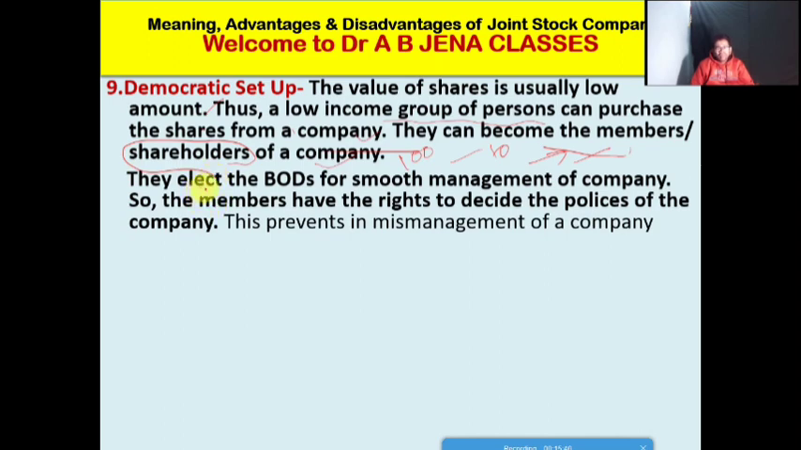So they elect the BOD, board of directors, for smooth management or functions of the company. The members have the right to decide the policies of the company. I mean, the shareholders will elect the board of directors. So this prevents the mismanagement of the company. That's why the functioning of a joint stock company is based on the democratic way.